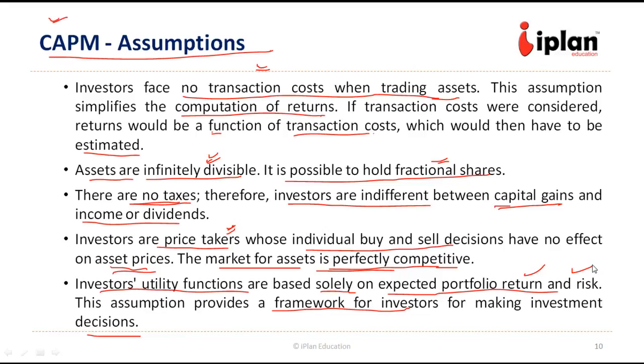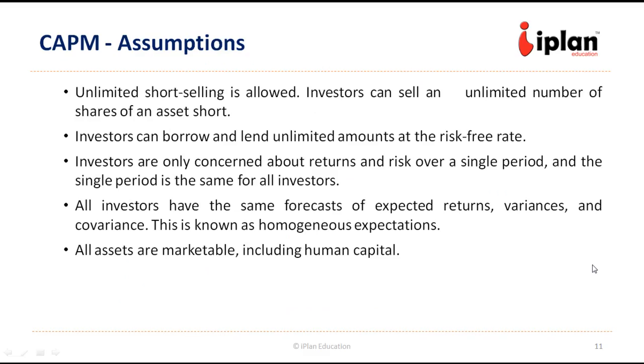Let us look at the further assumptions of CAPM. The next assumption is that unlimited short selling is allowed. So if the investor wants to short sell a particular security, it is allowed. So the weight of the asset in the portfolio could be even negative. Then the next assumption is investors can borrow or lend unlimited amounts at the risk-free rate.